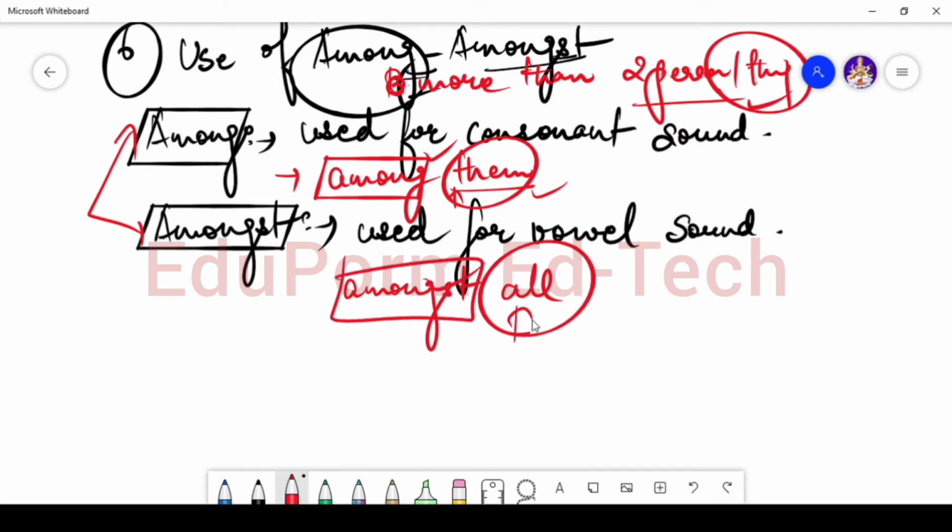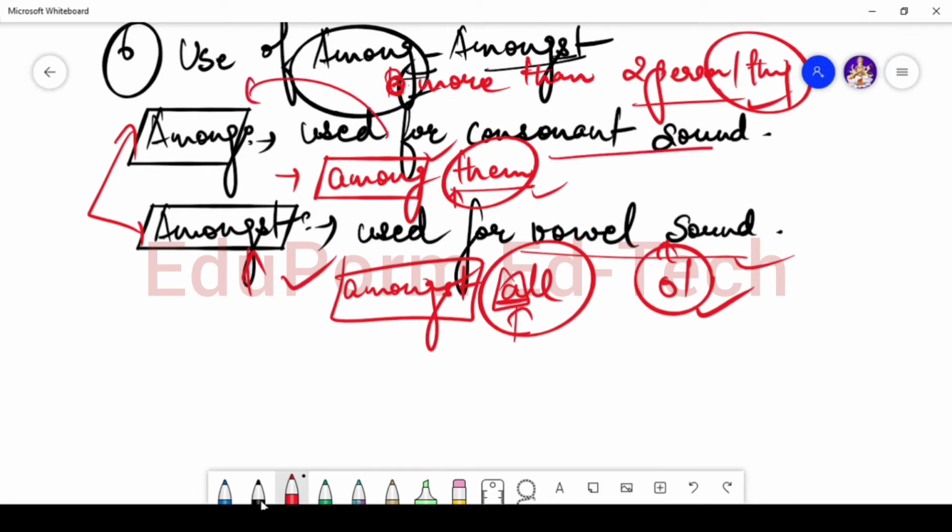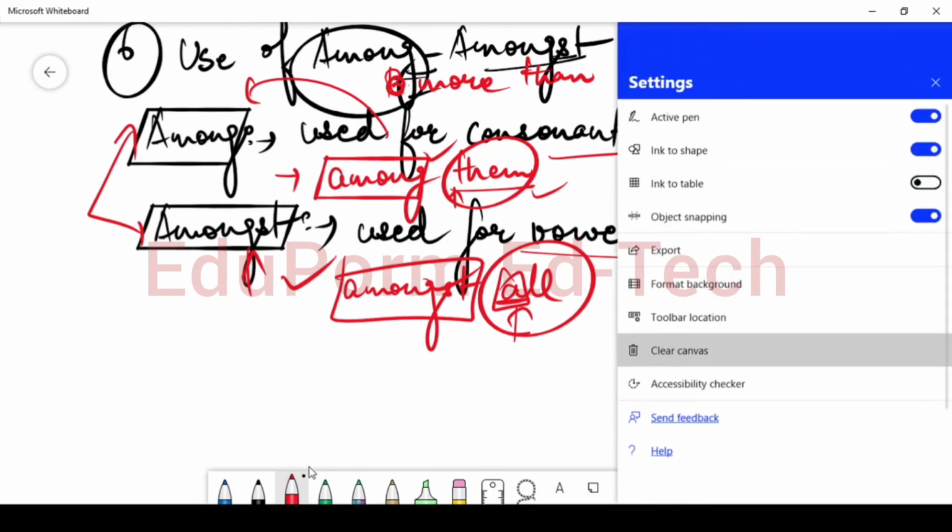Why? Because all starts with a, that is a vowel, and also all has a vowel sound. So whenever you are considering any word which has a vowel sound, in that case use amongst. And if you are considering any word which has a consonant sound, in that case use among. So this is a little trick about how to use among and amongst in different scenarios.